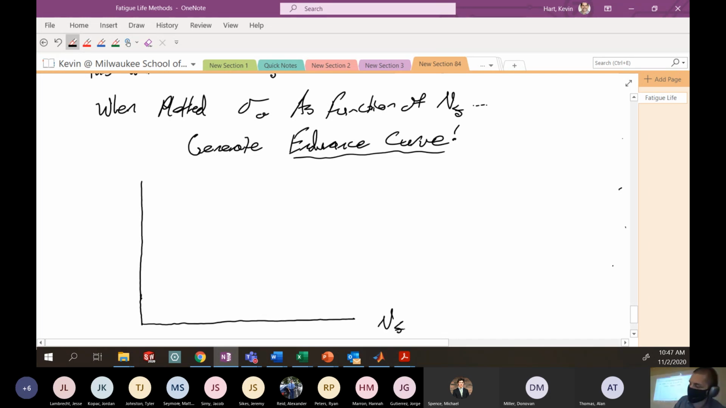Number of cycles to failure on the x-axis, which is a little bit strange considering it's like the dependent variable, but that's generally how it's done. And here's your stress amplitude. This is the independent variable, here put on the y-axis. I think this is strange, but that's the way that it goes.